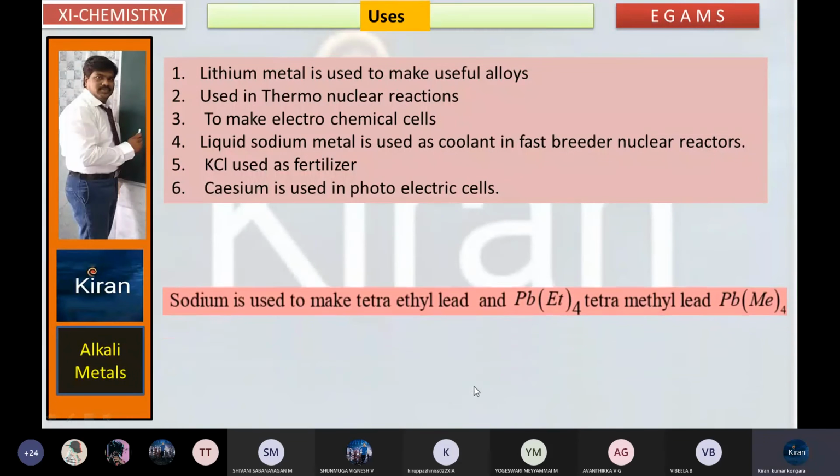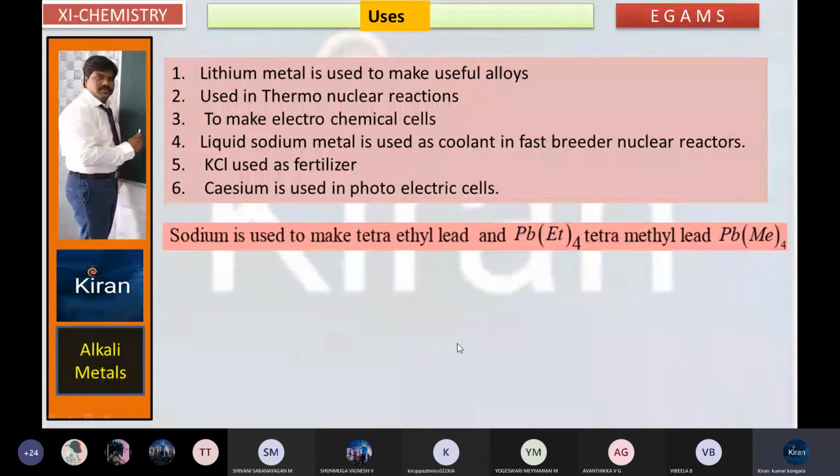Sodium is used to make tetraethyl lead. The formula is Pb(Et)4, that is called tetraethyl lead, where Et is C2H5. Tetraethyl lead or tetramethyl lead. I am writing the formula with a clear explanation. Tetraethyl means four ethyls, C2H5. This is C2H5, ethyl.